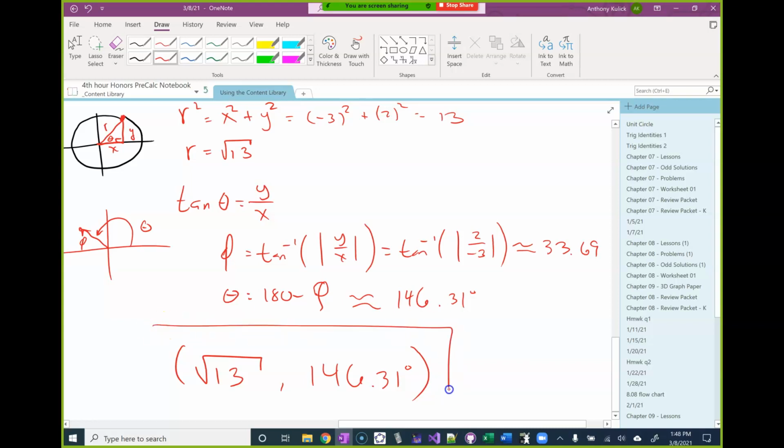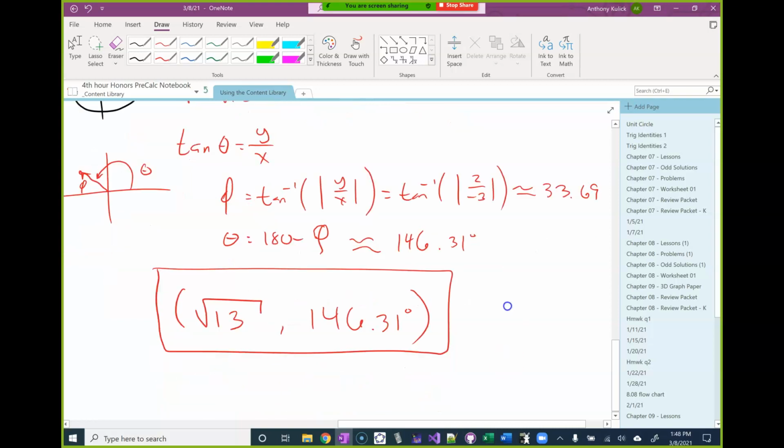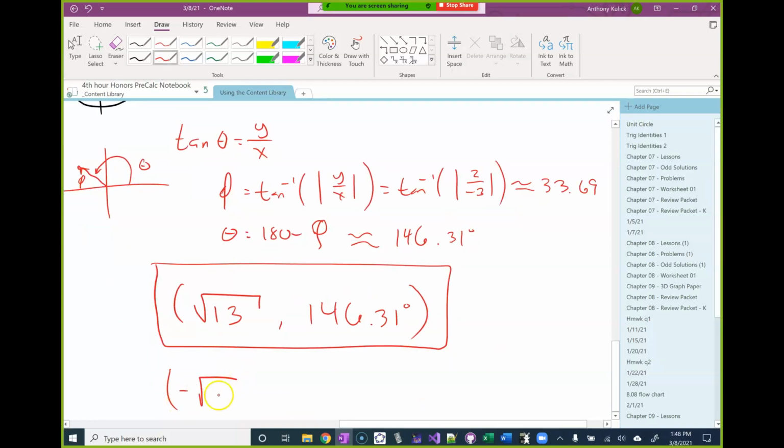Is that the only way we could express that answer? No, for example, we could have also done negative square root 13, comma 326.31, and then coterminal things to those two, right? I don't know why you'd want to do it that way, but you could. It wouldn't be wrong. But that's the gist of the polar coordinates: graphing them, and how to convert back and forth between rectangular and polar.